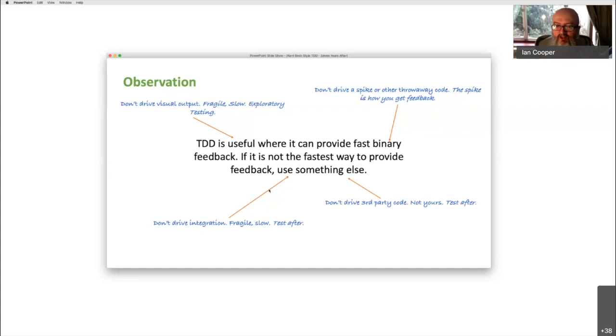Okay, don't drive third-party code. It's not yours either. So if not all your code is TDD, your entire code base won't have 100% coverage. Don't worry about that. Focus your TDD efforts on the things that make sense for TDD, which is really around your domain model.